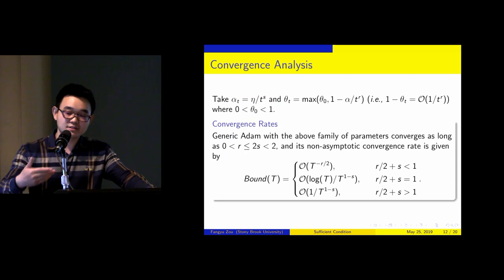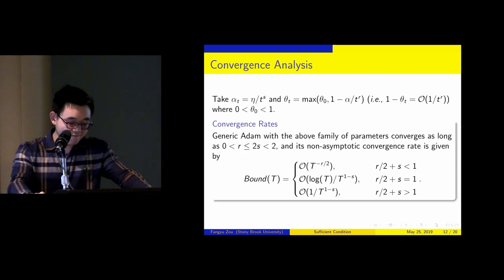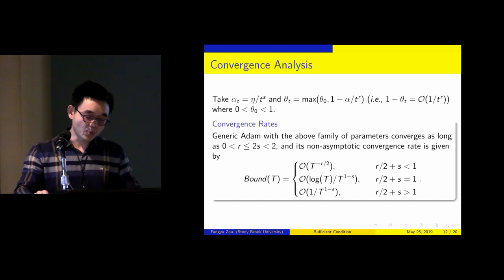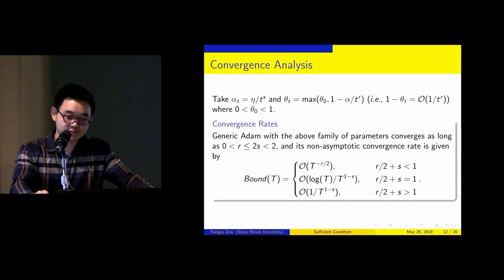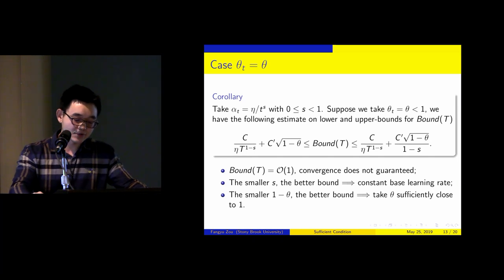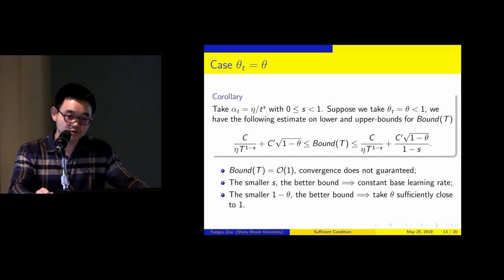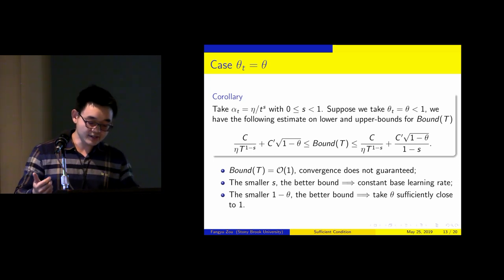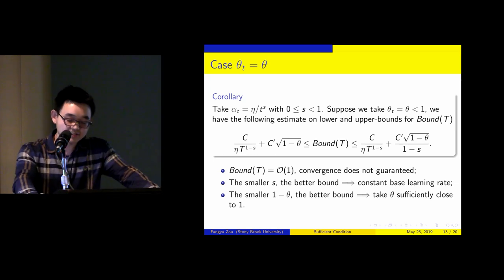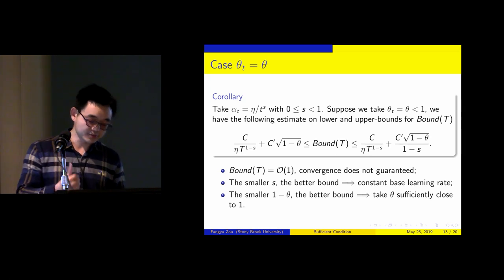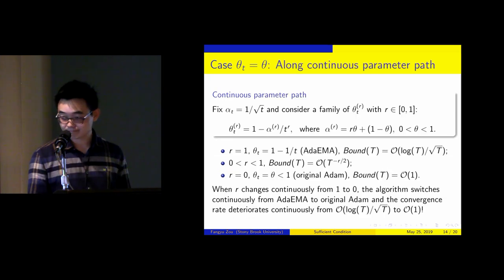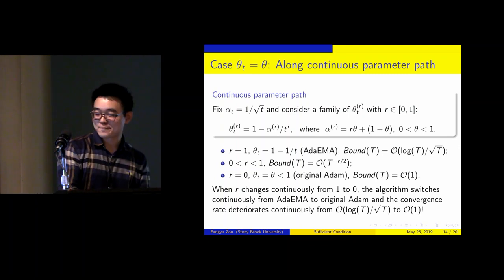And from the perspective of weighted Adam EMA, we show that weighted Adam EMA converges for polynomially growing widths, but not for exponentially growing widths. Remember that with exponentially growing widths, that's the original Adam. And we did experiments on the synthetic counterexample to verify the theory over the continuous path, and the result exactly obeys the theoretical result.